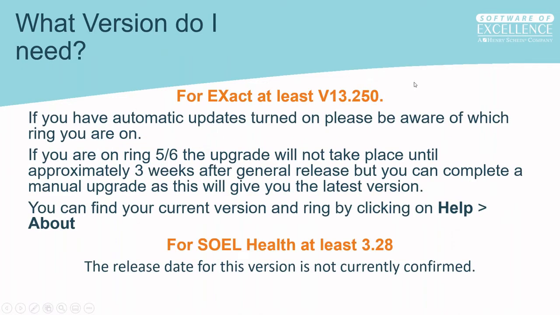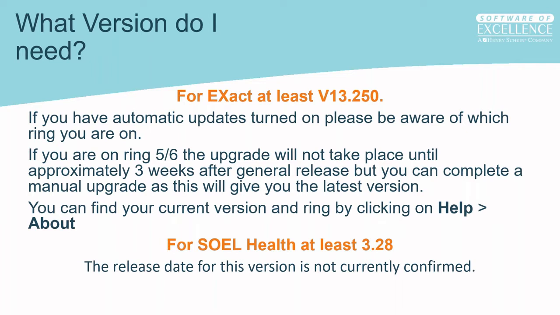So the version of the software that you actually need in Exact is version 13.250, and we're looking at PF2. That's the version that you should be looking at. If you're on automatic updates and they're already switched on, you should be aware of what ring you're on. If you're not, I'll show you in a second how to find out what ring you're on.